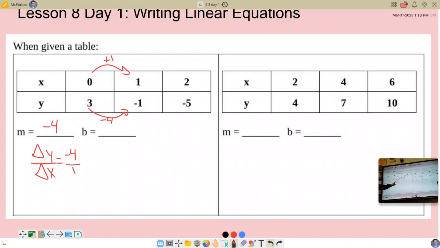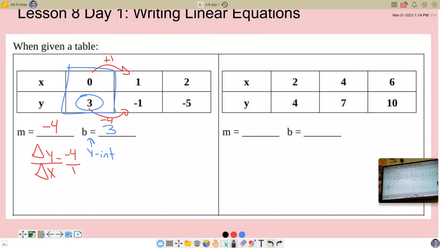So then b is my y-intercept. Again, remember, b is my y-intercept. My y-intercept is when I have an x value of 0. So I'm looking for in the table, where is my x value of 0? Here's my x value of 0. So my y value for that is my b value. That's my y-intercept. So my b value is 3.